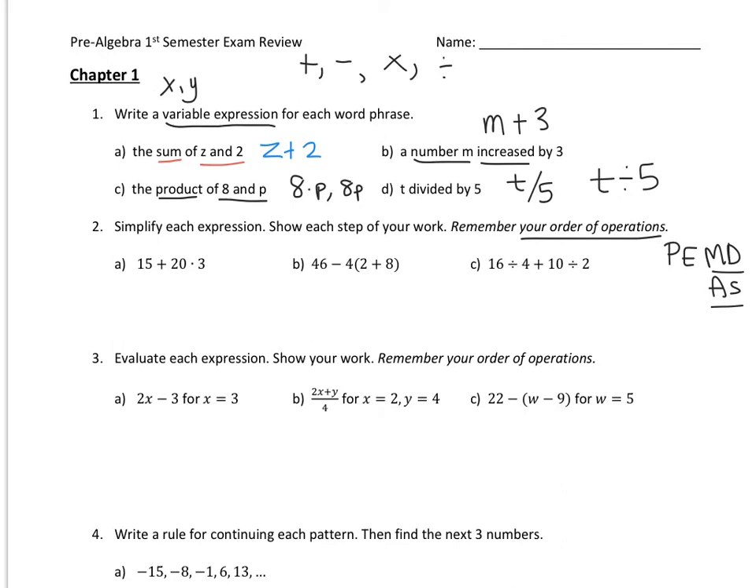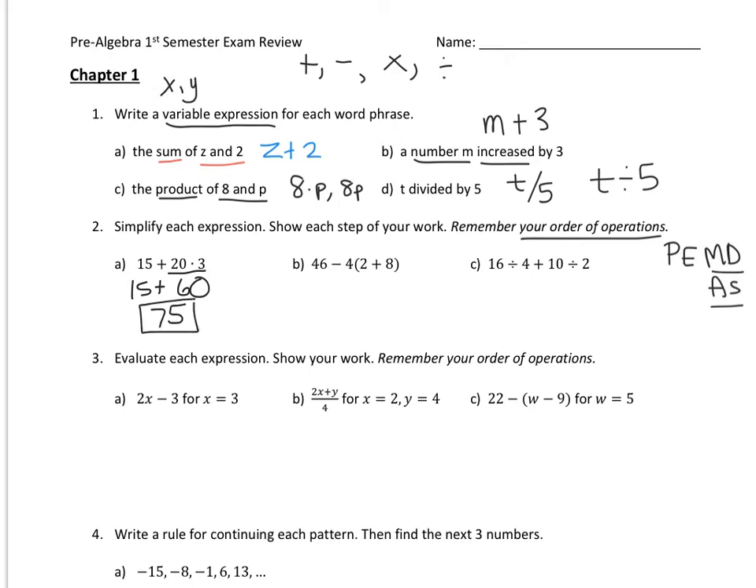So this first one, I'm not going to do 15 plus 20 first. I need to do 20 times 3 first. So 20 times 3 is 60. Then I bring the 15 down. So it's 15 plus 60, which is 75.